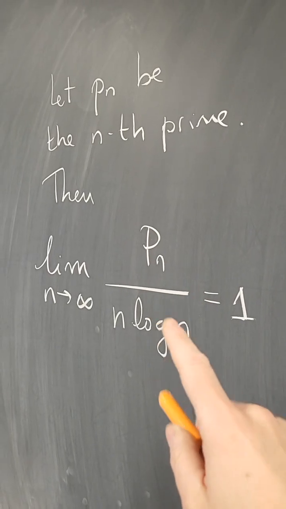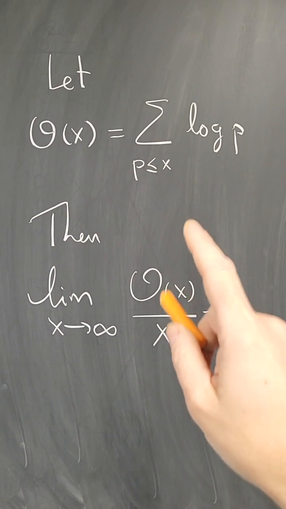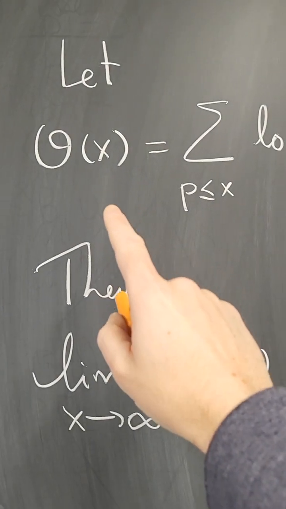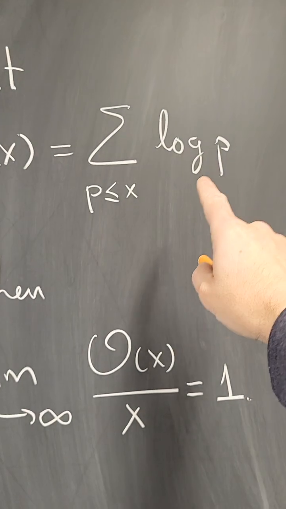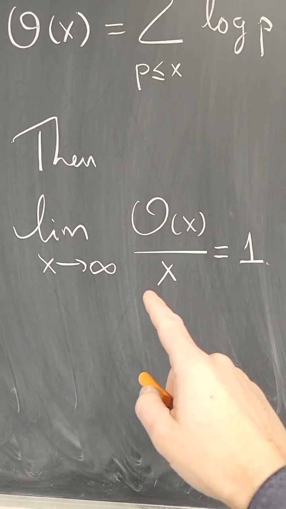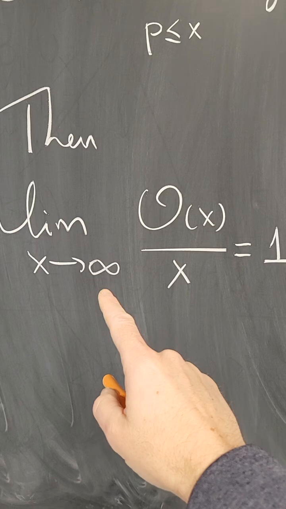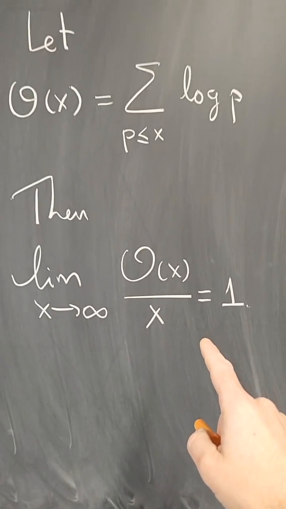Now, that's still not the formulation I want. I want another equivalent formulation for the prime number theorem, which is the following. This is called the first Chebyshev function, and it's the sum of log p for primes less or equal to x. And the prime number theorem is equivalent to the fact that the limit as x goes to infinity of the Chebyshev function divided by x is 1.